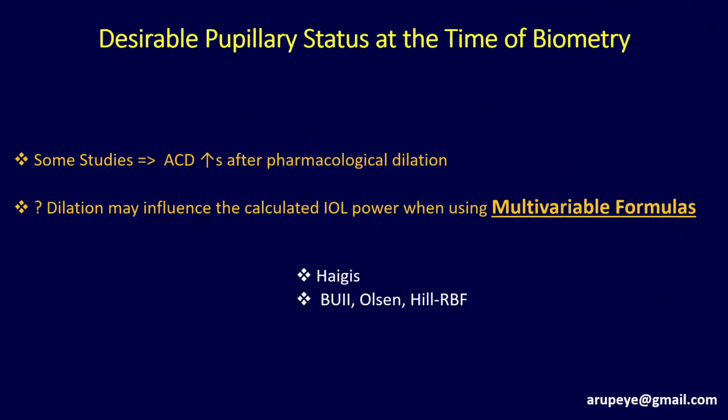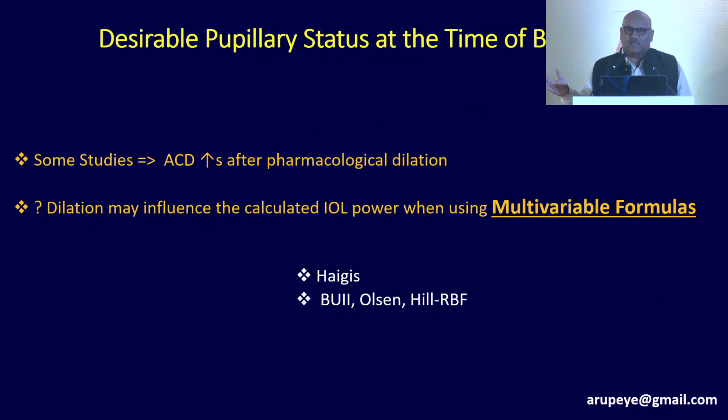Most of the biometry is performed without the pupil being dilated, but in certain situations, for ultrasonic biometry as well as for optical biometry, like this study published in JCRS with the biometer IOLMaster 700, about 8.52% of the cataract surgery patients did not give good quality measurements. Once these eyes were dilated, most of them could give a good measurement. So we need to dilate certain patients to get a high quality measurement.